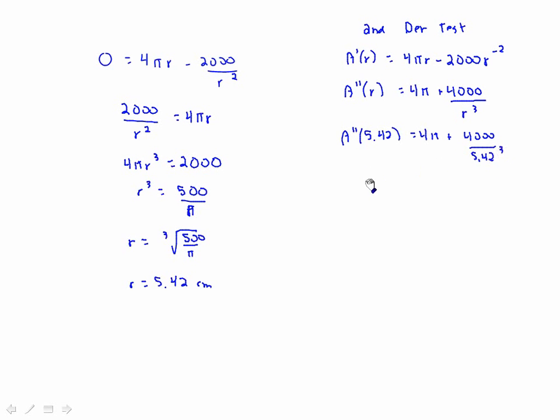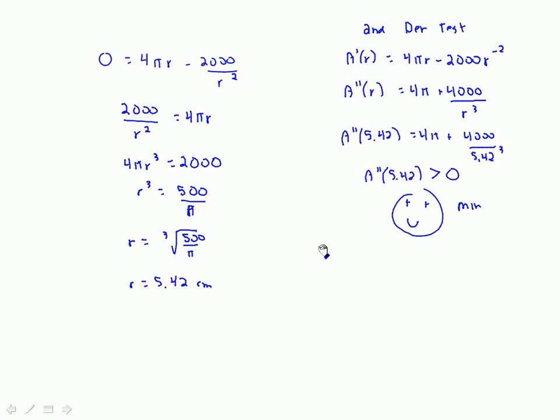Now I don't need to work it out, because I just need to see its sign, and those are all positive numbers being added together, so it's going to be greater than 0. So positive gives you this. Therefore a minimum, which is what we want. So this does represent a minimum, so we're okay.